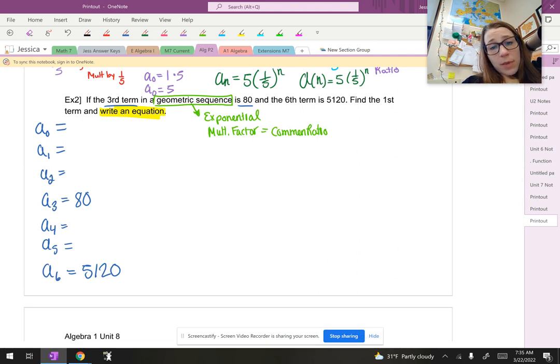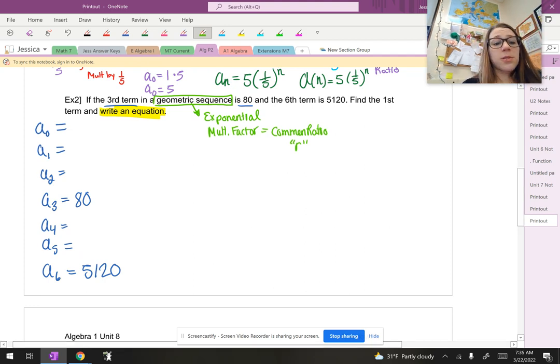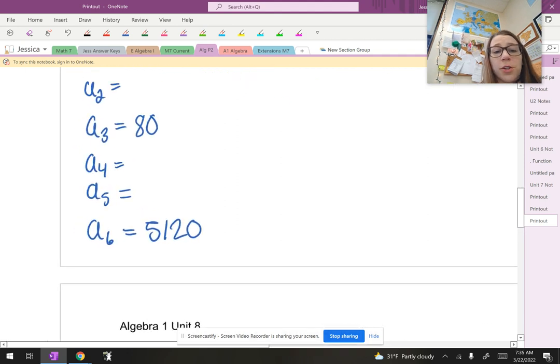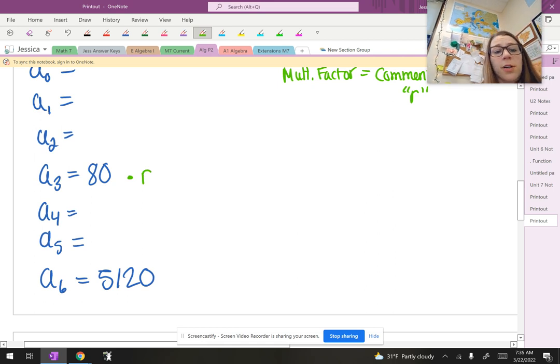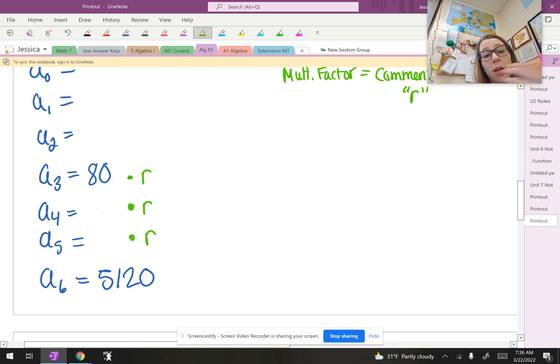Okay, so we know that it's geometric. They tell us that, which tells us that there's that multiplying factor. There's some value, r, that I'm multiplying by to get to the next term, right? That's what it means to be a geometric sequence. So if I'm starting off on the third term, I need to multiply by some common ratio r to get to the fourth term. Then once I'm at the fourth term, I need to multiply by some common ratio r to get me to the fifth term. And then once I'm at the fifth term, I need to multiply by another common ratio to get me to that sixth term.